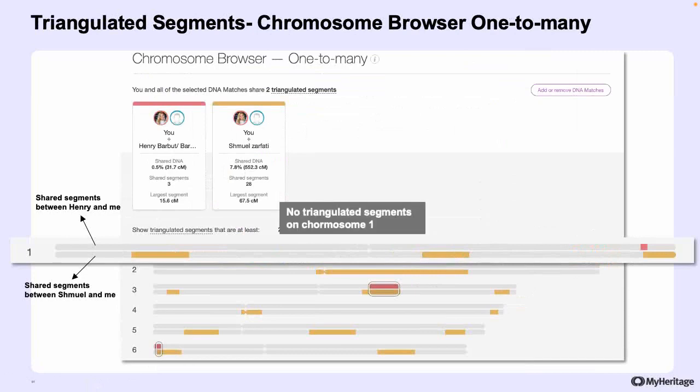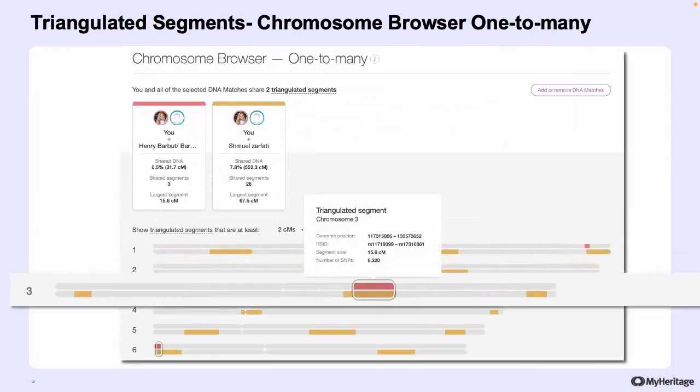But if we look, in that case, for example, you don't see any bubbles. What it means is there are no triangulated segments on chromosome 1 between me, Henry, and Shmuel. Each of us has shared DNA, but they are not triangulated. We don't have any location here that indicates a common ancestor of all 3 of us.